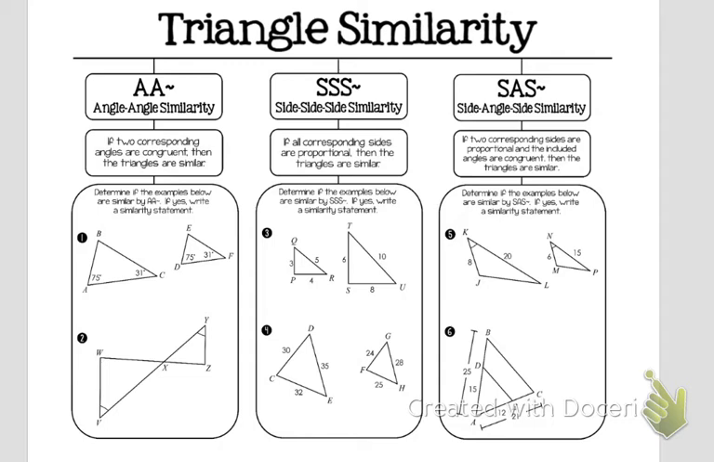Angle, angle. You just need to show that 2 angles are congruent between 2 triangles and they are similar by angle, angle. Side, side, side. If all corresponding sides are proportional. Notice it doesn't say anything about congruence. They need to be proportional. Then the triangles are similar. And finally, side, angle, side. If 2 corresponding sides are proportional and the included angle is congruent. So angles are always congruent. Sides are always proportional in order to do similarity statements. So we should probably have these bolded so we understand that stuff.